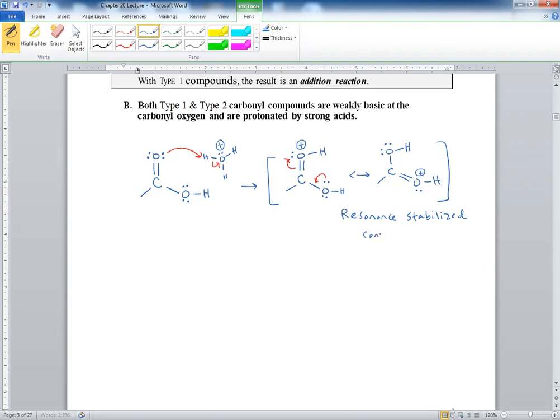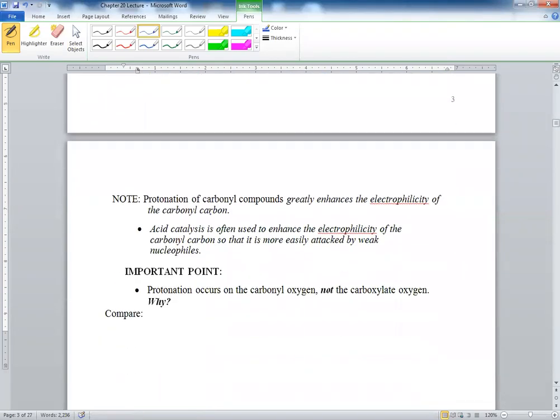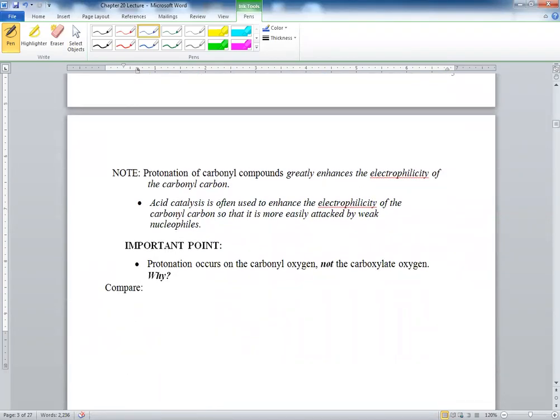Of course, this is a conjugate acid. Conjugate because this one acted as a base. Base, remember, attacks a proton. Protonation of the carbonyl compounds greatly enhances the electrophilicity of the carbonyl carbon. Acid catalysis is often used to enhance the electrophilicity of the carbonyl carbon so that it's more easily attacked by weak nucleophiles.